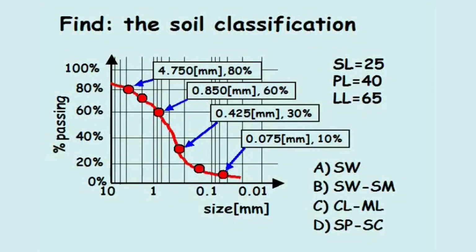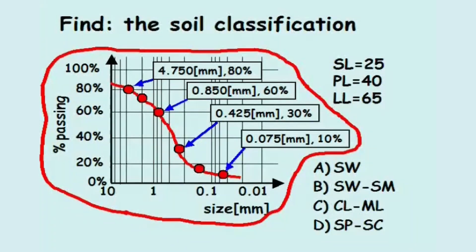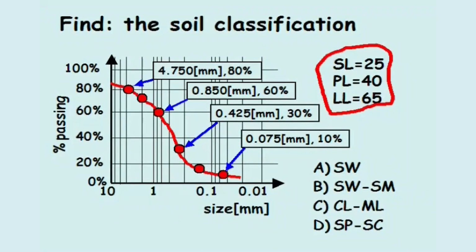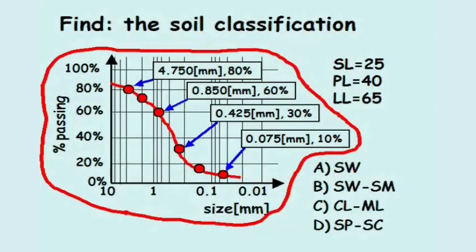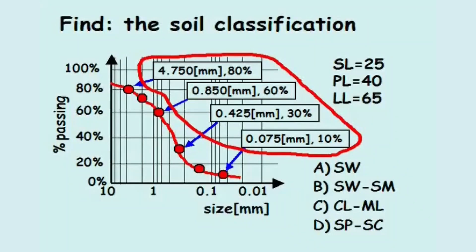Find the soil classification. In this problem, we've been provided the grain size distribution plot and the Atterberg limits. The grain size distribution plot shows the results from a sieve analysis test, and the exact data from some of the points have been provided.